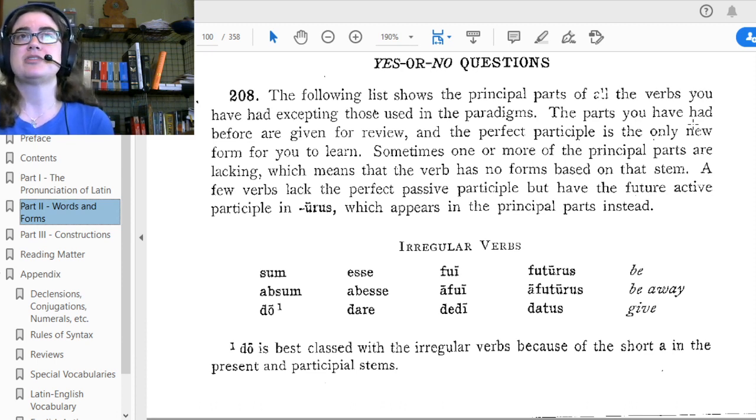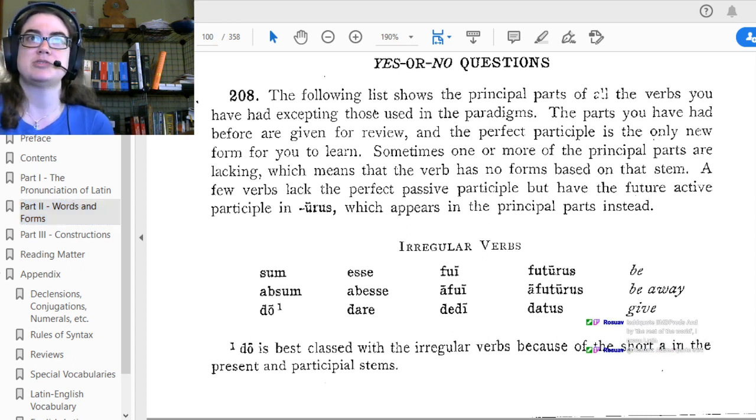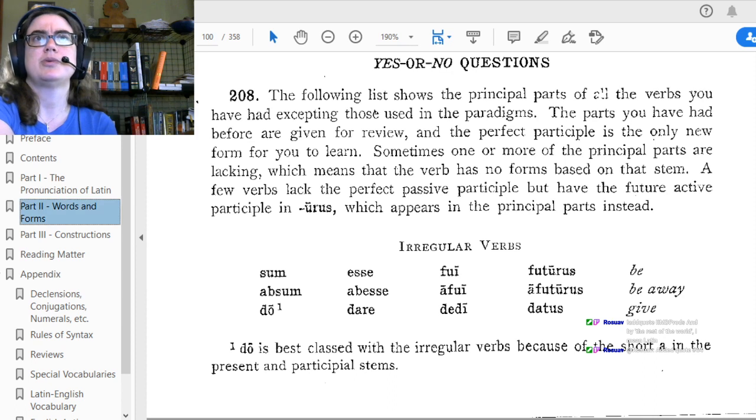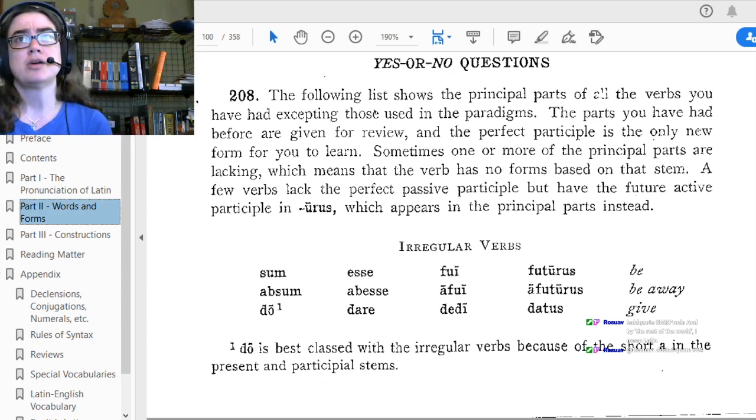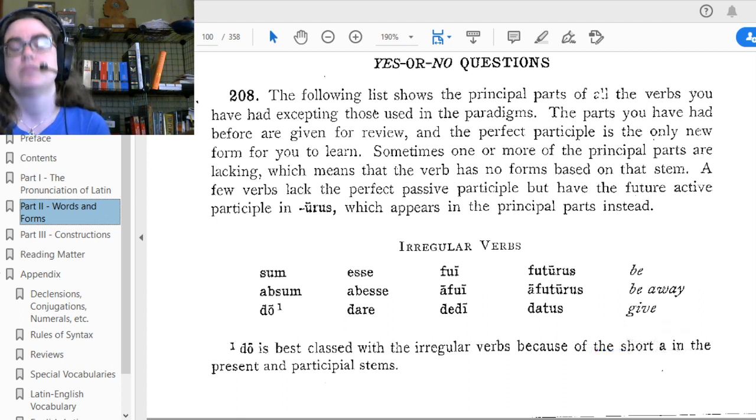All right, so the following list shows the principal parts of all the verbs you have had, excepting those used in the paradigms, aka those that are normal. I don't know why that popped up. That was weird. Okay. The parts you have had before are given for review, and the perfect participle is the only new form for you to learn.